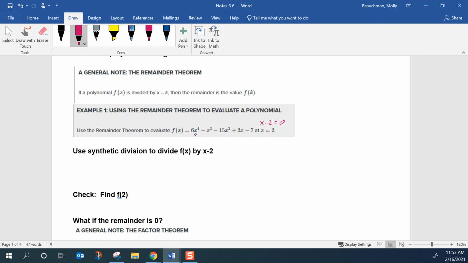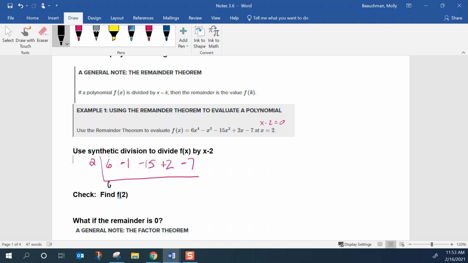So we take synthetic division. We have 6x to the fourth minus 1x to the third minus 15x squared plus 2x minus 7. We start with x to the fourth. Every value is there, so we don't need any zeros. And we're going to divide by x minus 2, so that means positive 2 goes on the outside. So follow the steps for synthetic division.